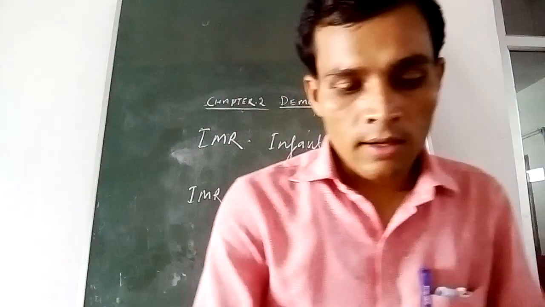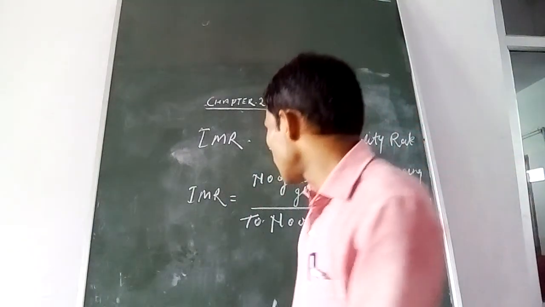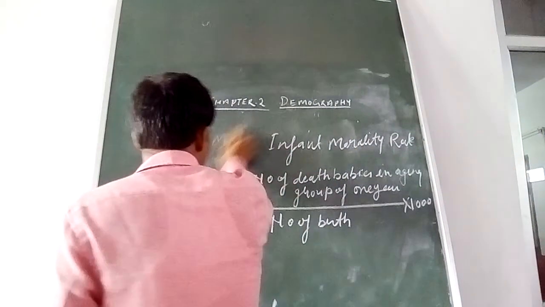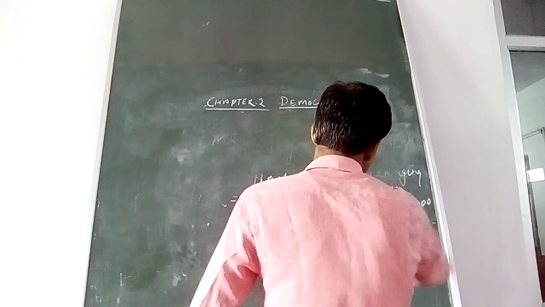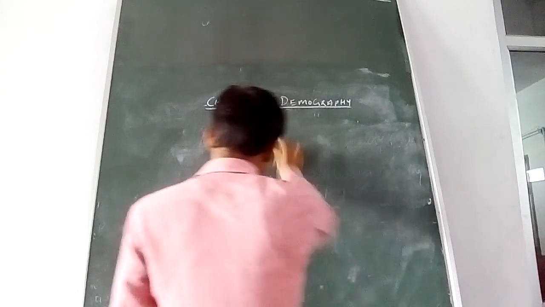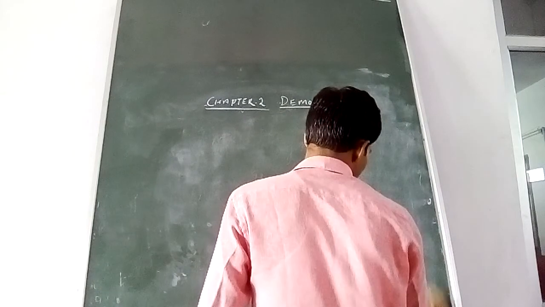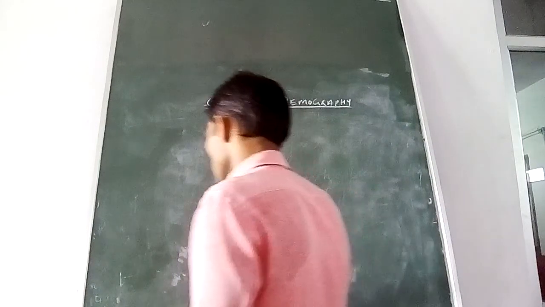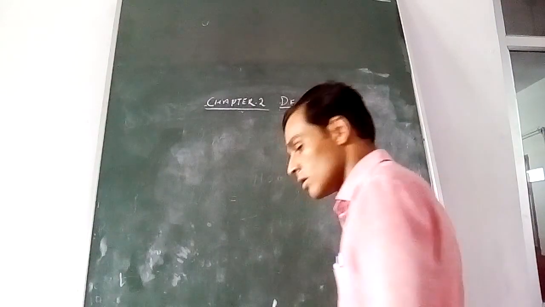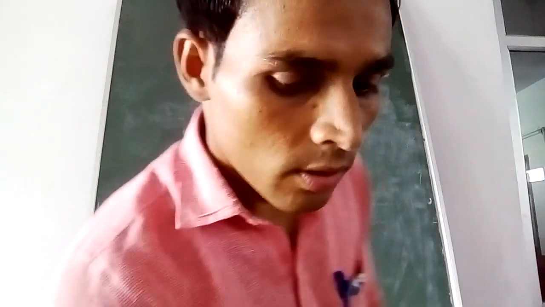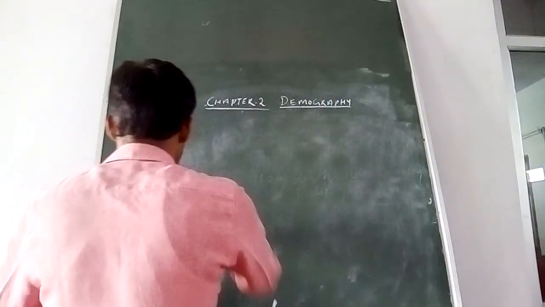Similarly, another term is life expectancy. These are the factors which are being discussed here in front of you. These are the population factors, like population size, patterns of birth, patterns of death, and life expectancy.